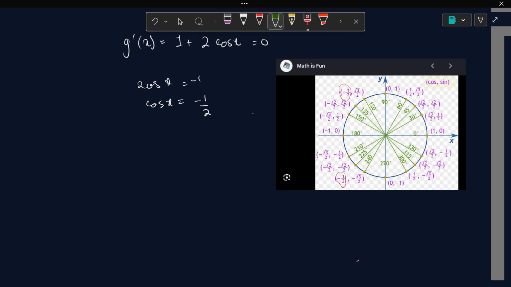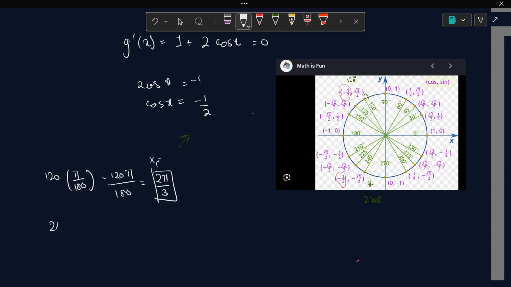Now I'm going to report the angles for them. The angle representing this one is 120, and the angle representing this one is 240. I have to write this in radians, so you convert your degrees into radians. You have your 120 degrees, and you convert it into radians by multiplying by pi over 180. You're left with 120 pi over 180, which gives 2 pi over 3. That is your first x value.